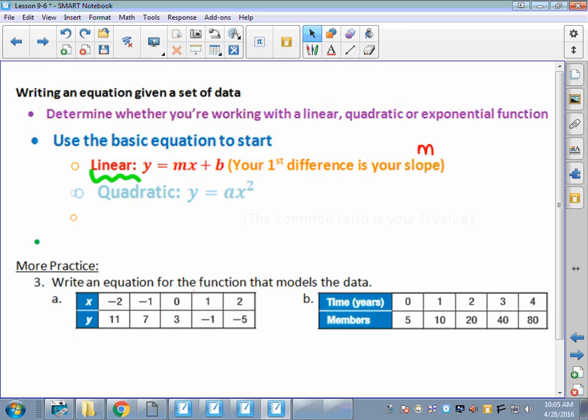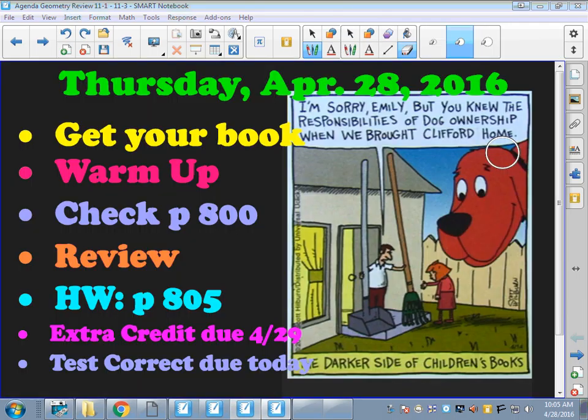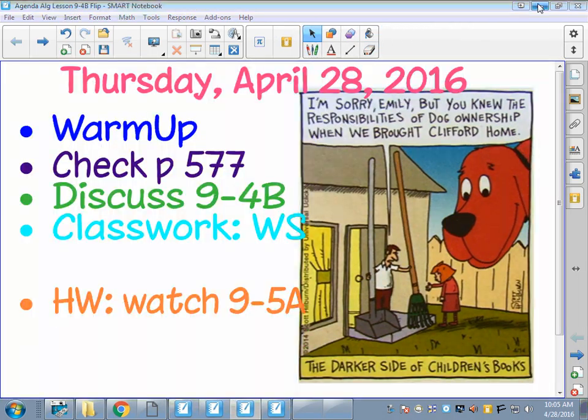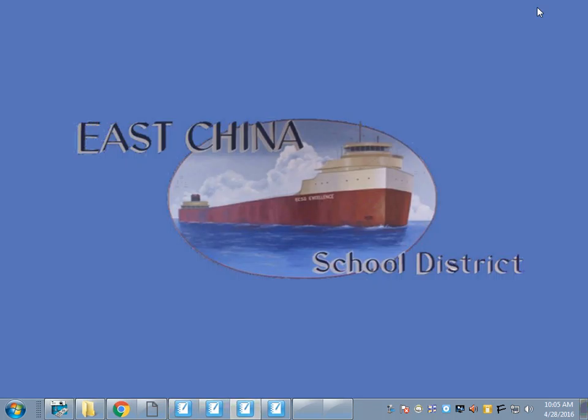If you decide that you've got a quadratic equation, you're going to start with just the most basic parent graph, y equals ax squared. And we're going to have to figure out b over here.